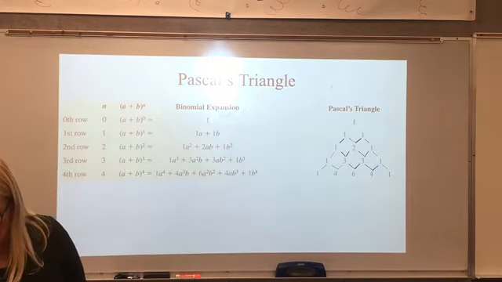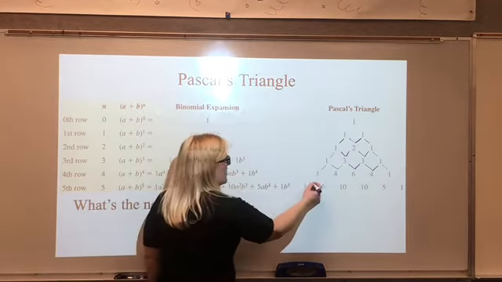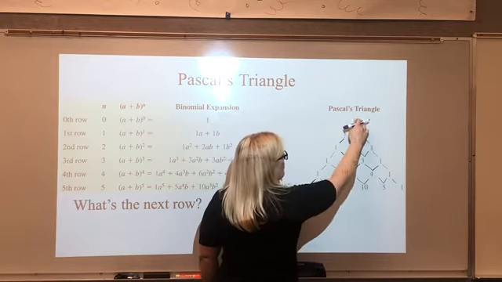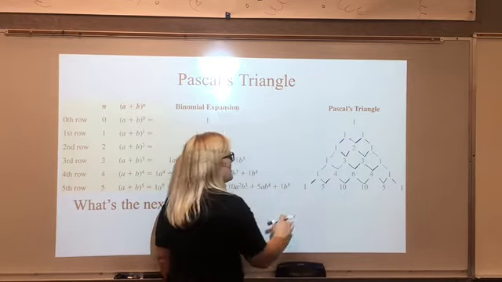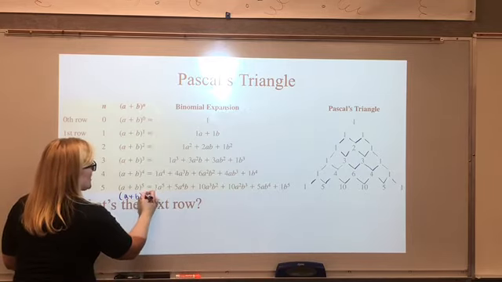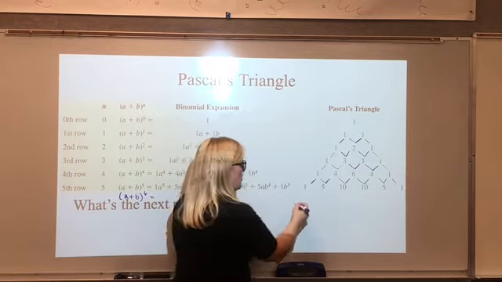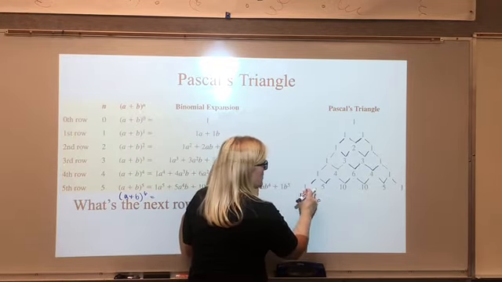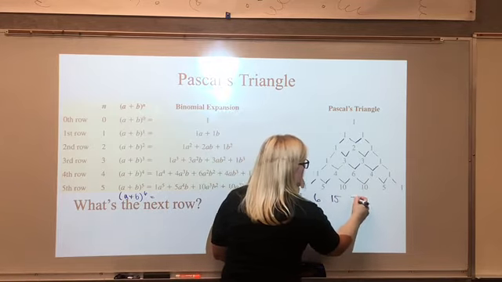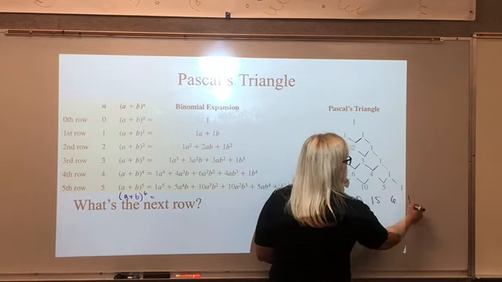So what do you think? Oh, here's the next one. Okay, we're just adding up again. So if this is 0, 1, 2, 3, 4, 5. So if I want a plus b to the 6th power, what would it be? What would my coefficients be? Well, I would have 1. 1 plus 5 is 6. 5 plus 10 is 15. 10 plus 10 is 20. 10 plus 5 is 15. And then 6, and then 1.